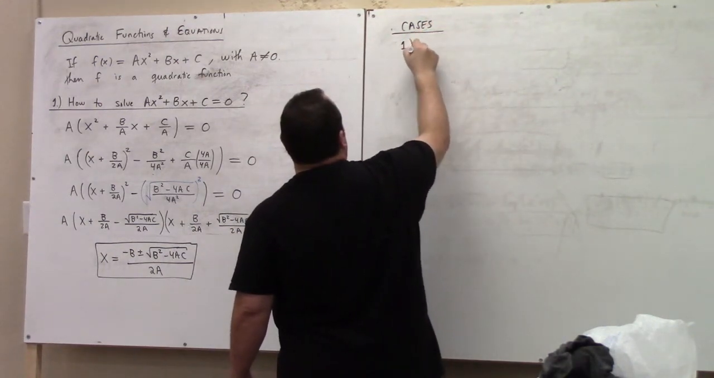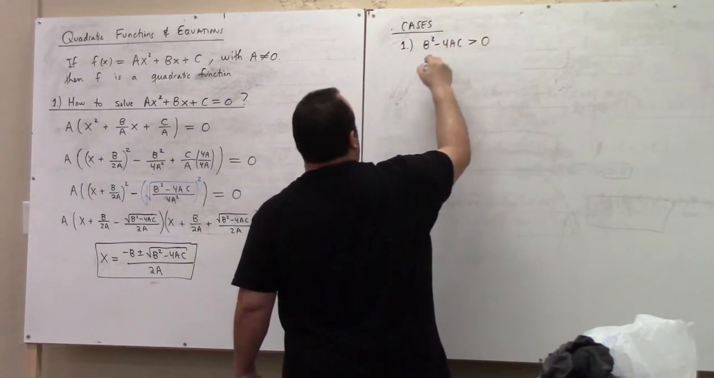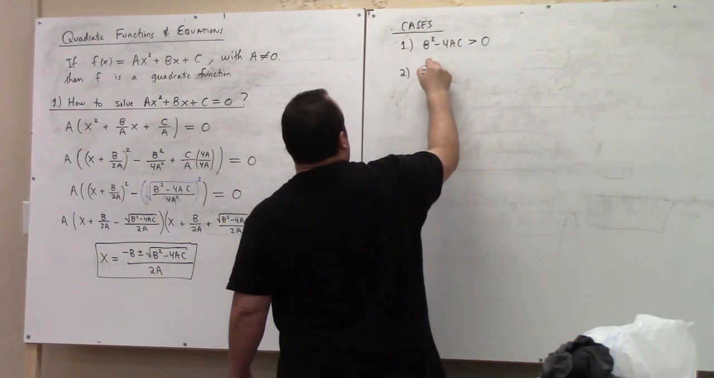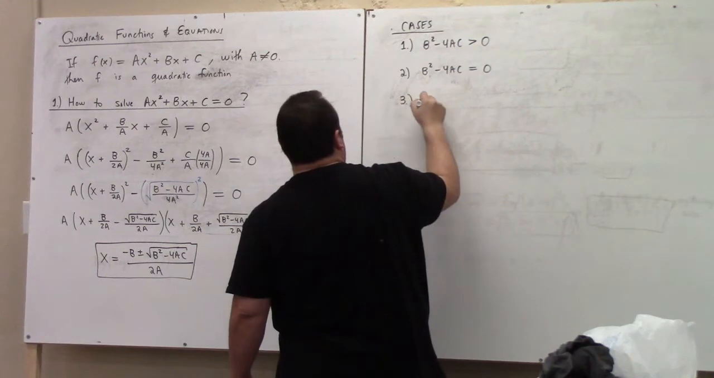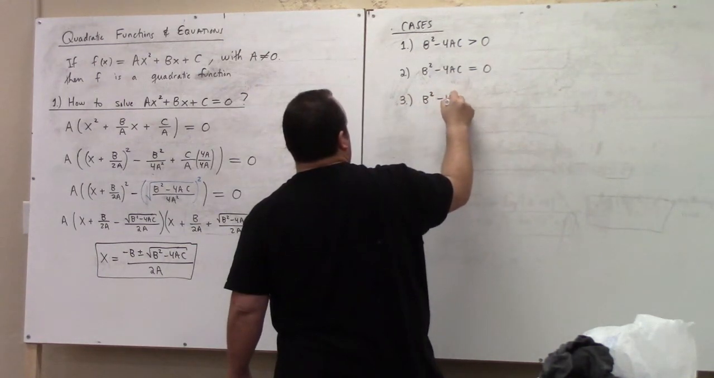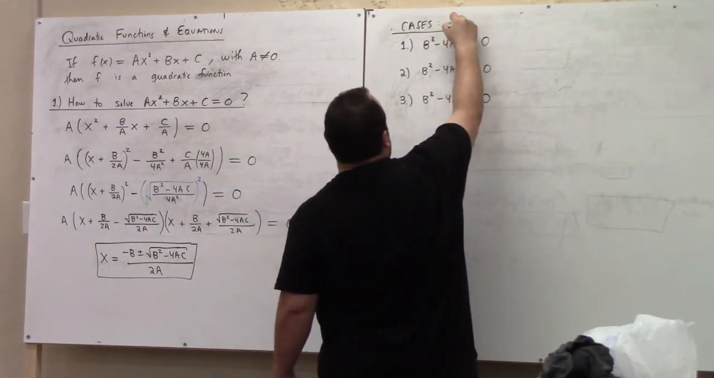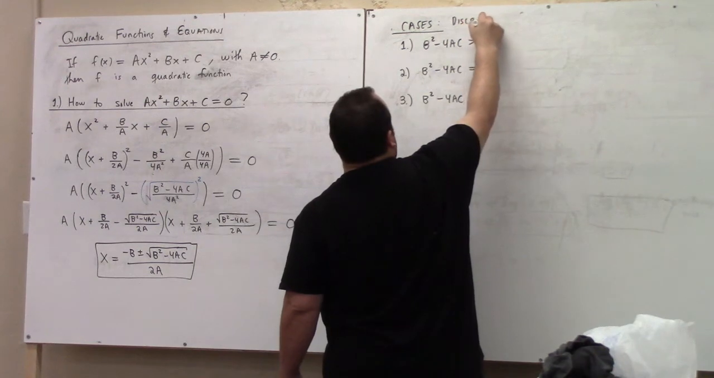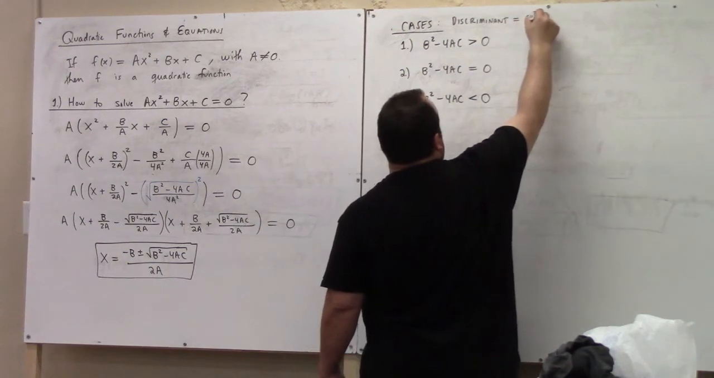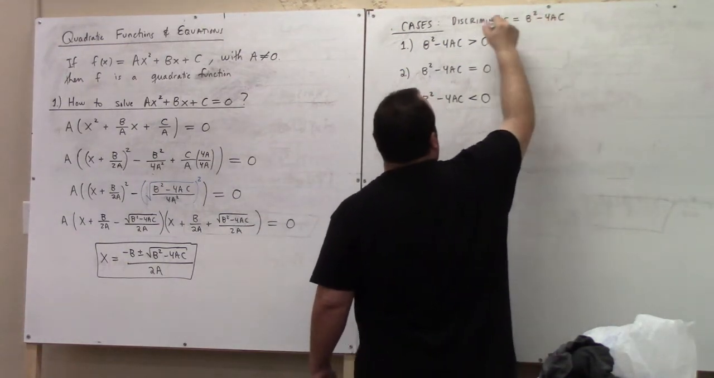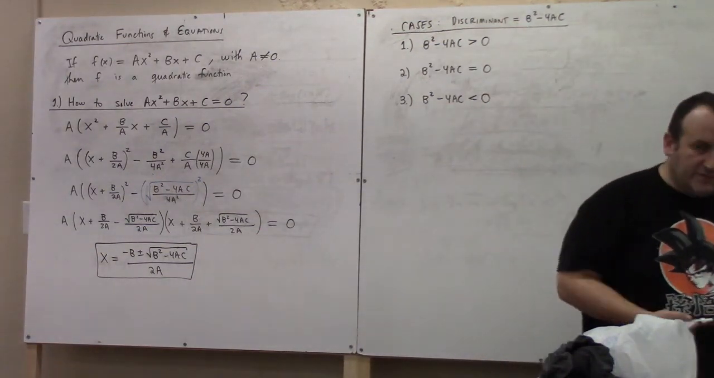Case number 1, b squared minus 4ac is greater than 0. Case number 2, b squared minus 4ac is equal to 0. Case number 3, b squared minus 4ac is less than 0. So the discriminant is b squared minus 4ac for the quadratic function, right? And we call it the discriminant because it discriminates what kind of solution you have, all right?